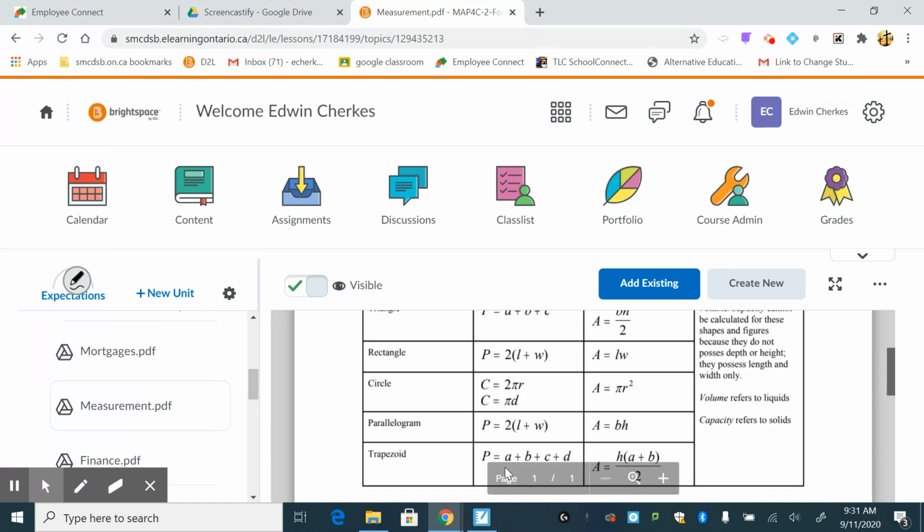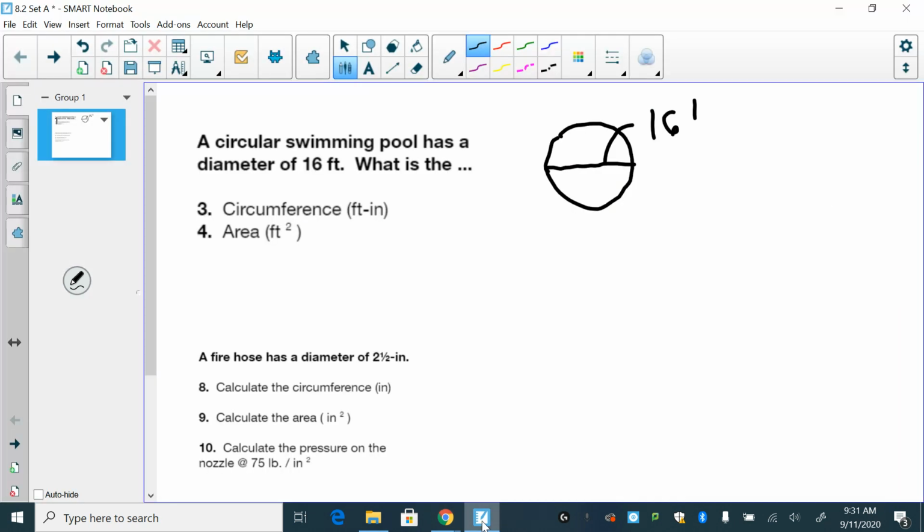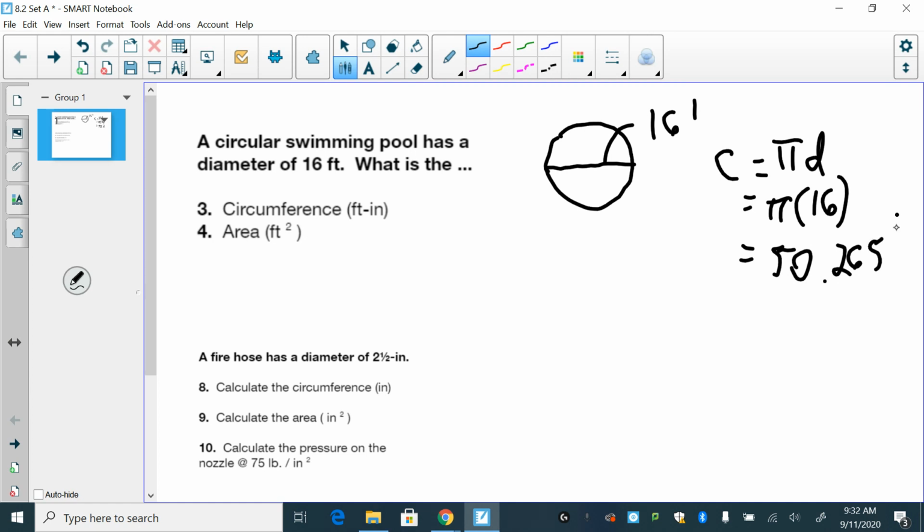So pi times diameter. Now, I'm going to use the pi button on my calculator, not 3.14. So circumference equals pi times diameter. It's going to be pi multiplied with 16. I'm going to multiply by 16, equals. So I get 50.265 feet. Now remember, I'm asking for feet inches.